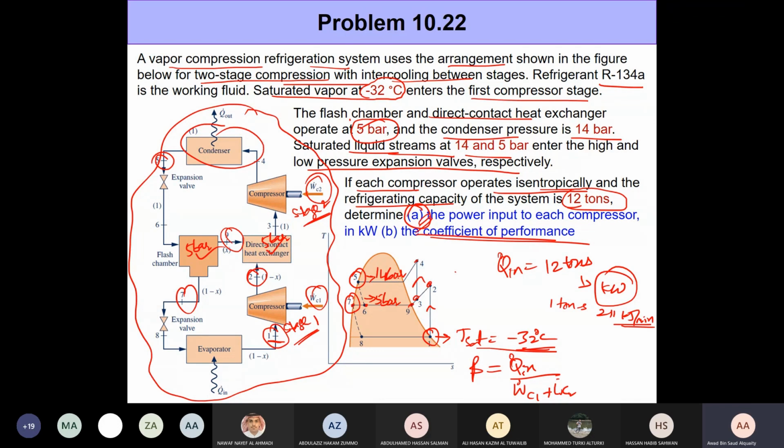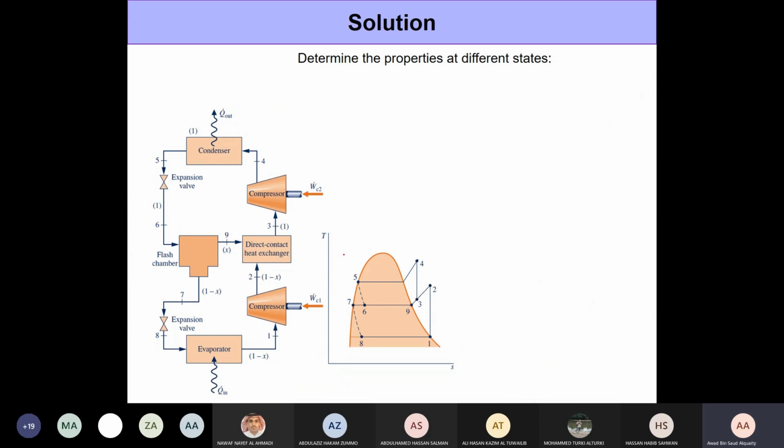We also will need the mass flow rates because we need to calculate the power input to the compressor in kilowatts and not in terms of kilojoules per kilogram. So the first obvious thing is the enthalpies, and the easiest place to start is with state 1. Okay, so we know it's the saturated vapor. We know the saturation temperature. So it's just a matter of going to the tables for R134A and determining the properties.